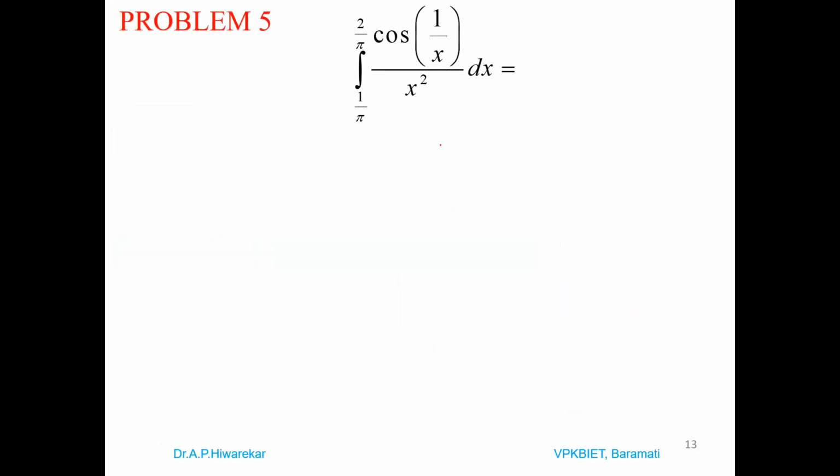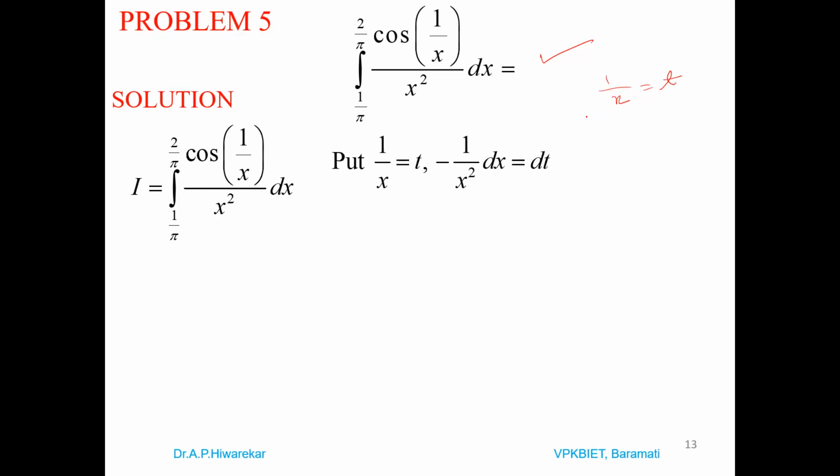So I will go to the next problem. Integration of cos of 1 by x divided by x square dx from 1 by pi to 2 by pi. This is a numerical answer. Options are not given. So how to evaluate this integration? Obviously the angle is 1 by x. So put 1 by x as t or theta, whatever you like. So 1 by x as t, so that minus 1 by x square dx is dt. Accordingly, you change the limits.